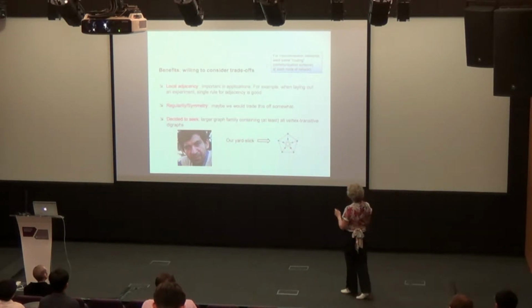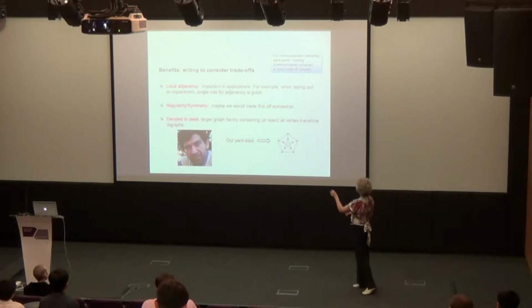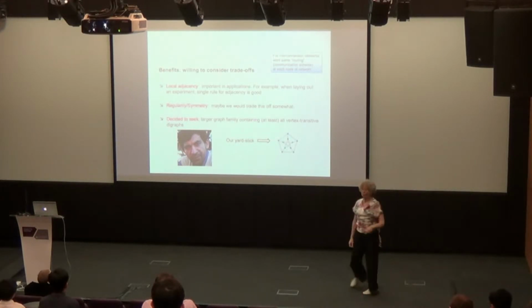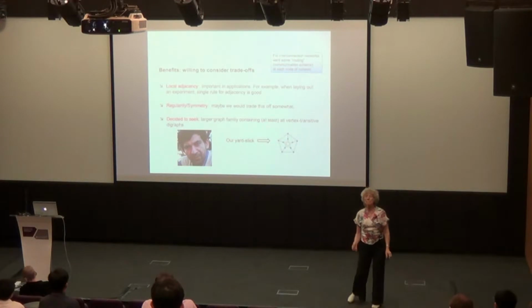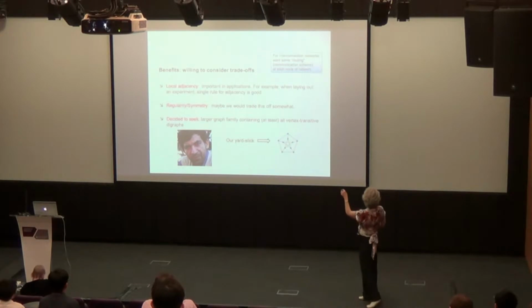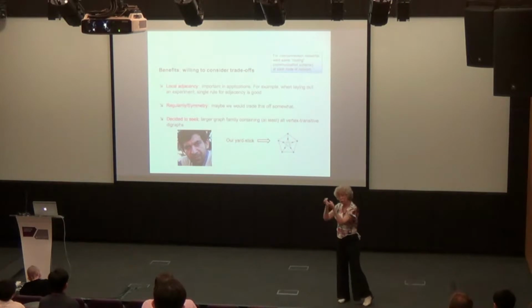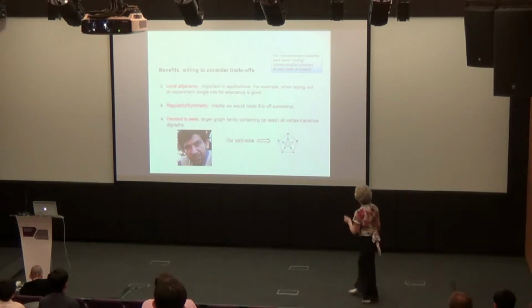So we were willing to consider trade-offs. We really wanted to keep this local adjacency property. We didn't much care about the regularity or the symmetry. And we were looking for a larger graph family that contains at least all the vertex transitive graphs, and especially that contains this one. The local adjacency is quite useful in many applications where Cayley digraphs are used, because they're often used for interconnection networks where you can just map out where your routing is going locally, vertex by vertex, as you move out.